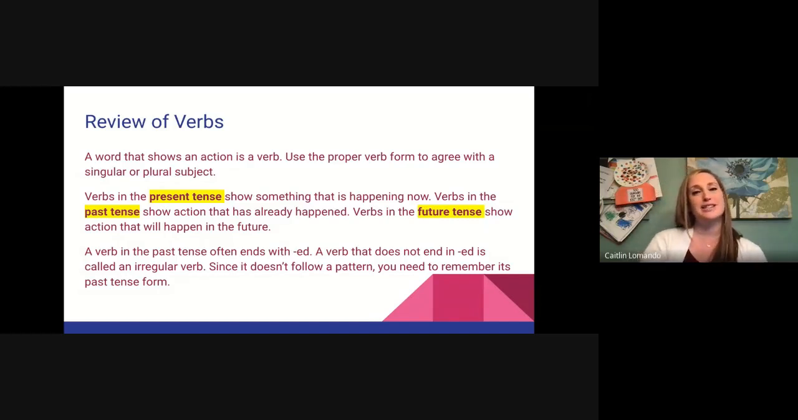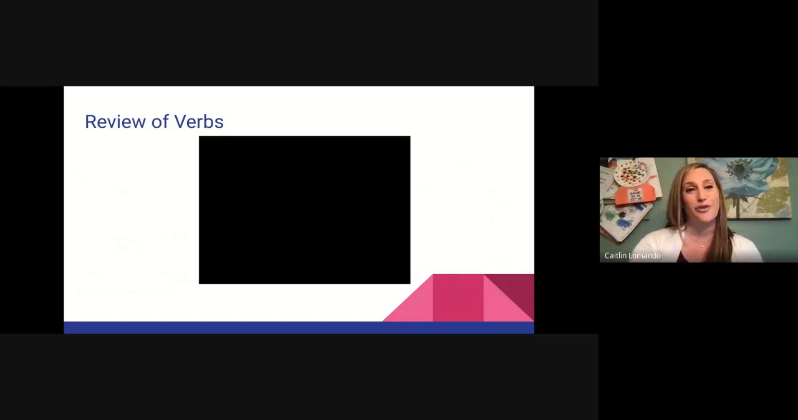Verbs in the present tense show something's happening now. Verbs in the past tense show the action has already happened. Verbs in the future tense show action that will happen in the future. A verb in the past tense often ends with ed. A verb that does not end in ed is called an irregular verb. Since it doesn't follow a pattern, you just have to remember its past tense forms.